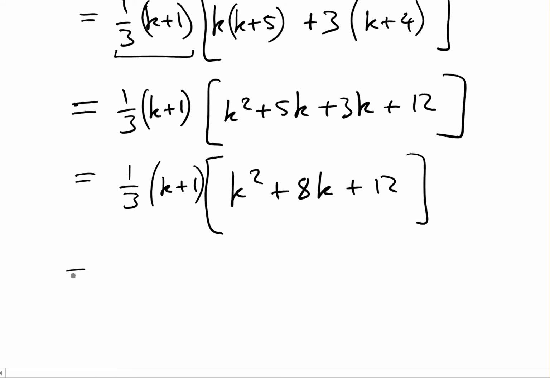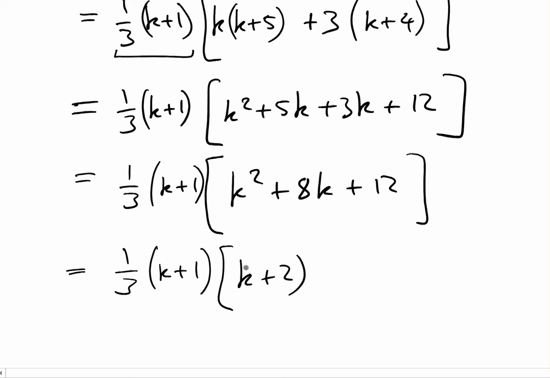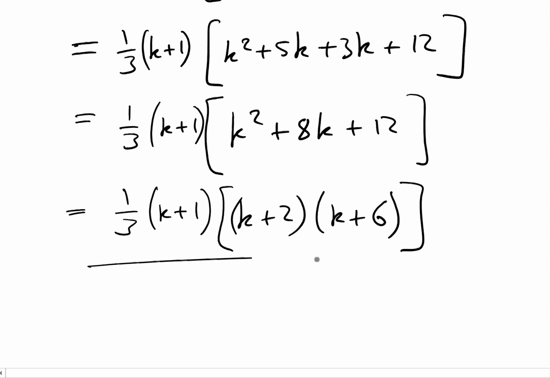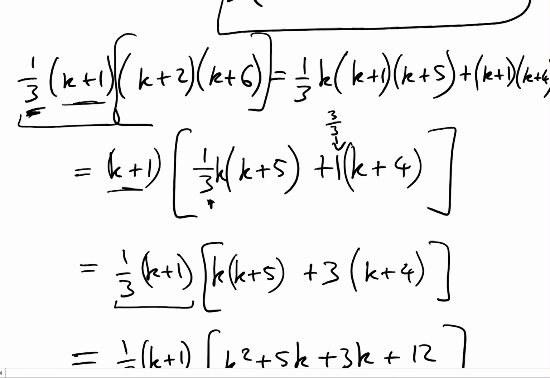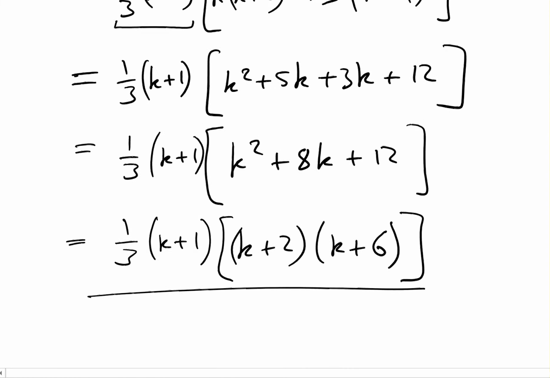Okay, so I want third, k plus 1 still. What are we going to have? That's going to be k plus 2, k plus 6, isn't it? So when I factorise this quadratic in here, I'm going to end up with k plus 2, k plus 6. Well, if you look, that thing now is the same as this original thing which you've got. So I've basically shown that the left-hand side is equal to the right-hand side.